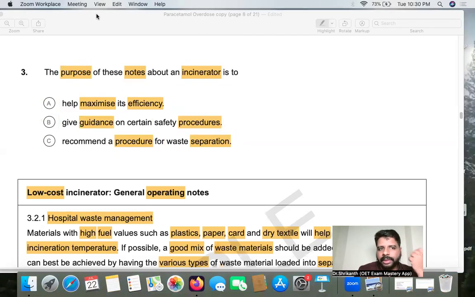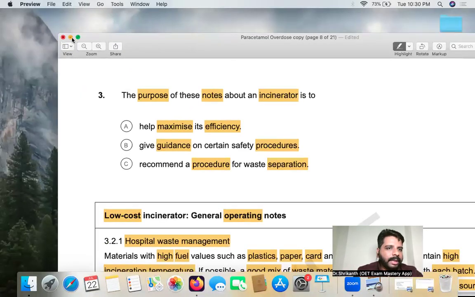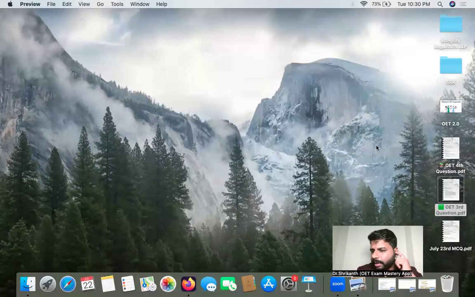Okay, so this is a tough question, and this is the reason why we have developed our own app. If you just open the OET Exam Mastery app, go to paracetamol overdose. There you can see reading part B, very long, lengthy lectures with photos, videos, animations, and all I have created. You can just go through the recorded lectures, even Indian language translations are there. Very good slides I have prepared, and you can make some notes and come to an understanding. Right. So that is answer option A, the right answer.